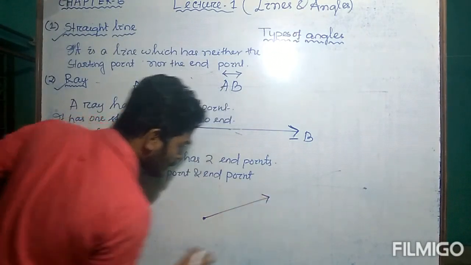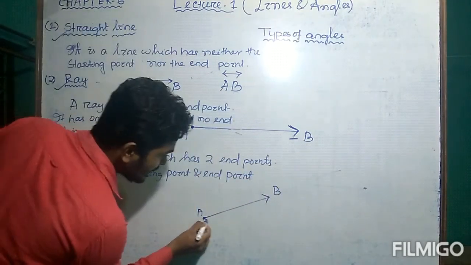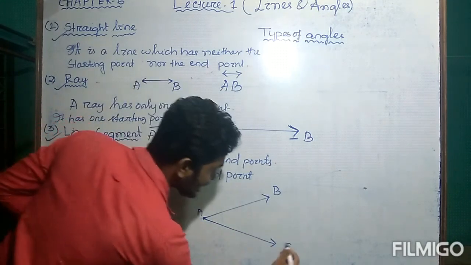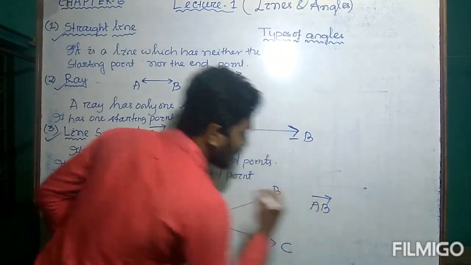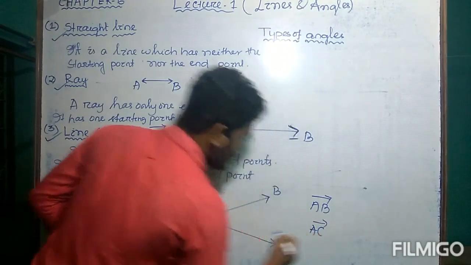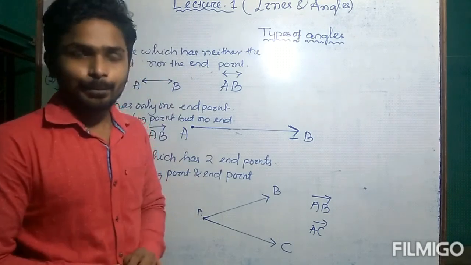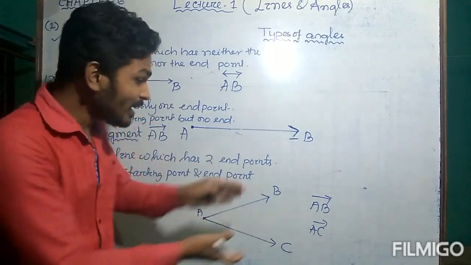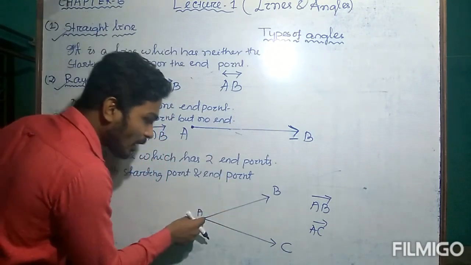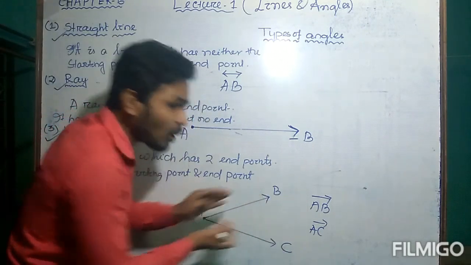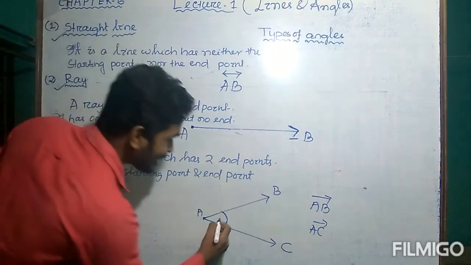this is a ray. Suppose the name of the ray is AB. Understood? This is another ray. The name of the ray is AC. So here we have two rays. One is AB, another is AC. Now you see, these two rays originate from a single point. They have a common origin point, or a common meeting point. Understood? So if two rays have a common meeting point or a common origin point, then they will form an angle between them. Okay, this is known as angle.